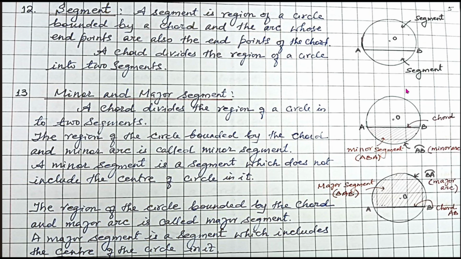Now if you observe these two diagrams here, AB is a chord and arc AB is a minor arc, and ABA is a minor segment. Whereas if you look at this figure, AB is a chord and BA is the arc, BA is a major arc, and therefore this is a major segment. Remember that. So this is how. And also one more important point, in a minor segment the center of the circle is not included, whereas in a major segment the center of the circle also gets included in the major segment.